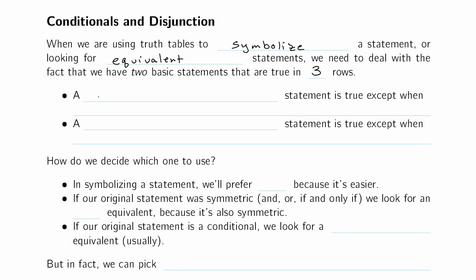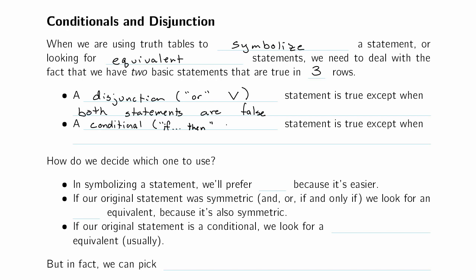Now, we have the disjunction, the or statement, and that's true, except when both statements are false. But then we also have the conditional, that's the if-then statement, which is true except when the first statement is true and the other is false. If we're symbolizing statements, or if we're looking for an equivalent, how do we decide which one to use?